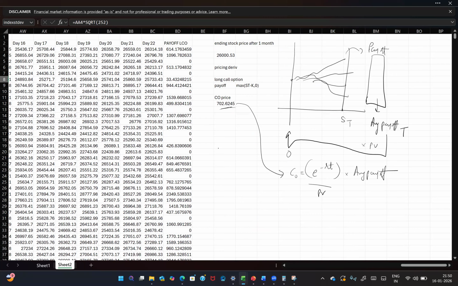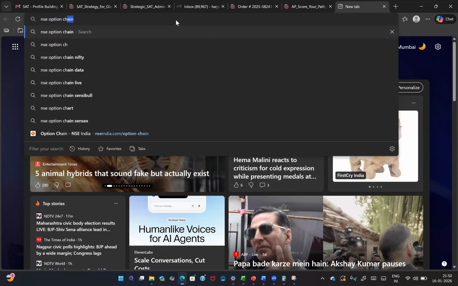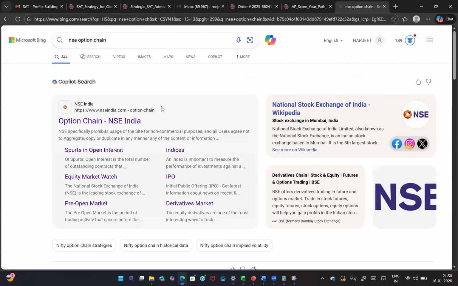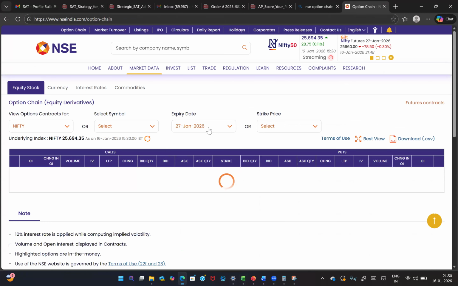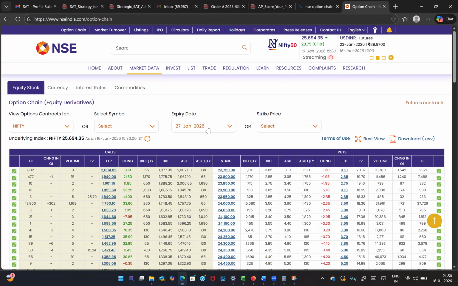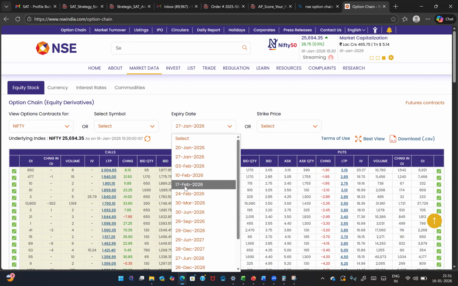Now you should see whether this matches with your actual data, right? So we can look at actual data, NSE option chain, and look at monthly. The issue here will be that the number of days left to the month are not going to be 22, right? Because 27 Jan is close by. So we can probably select something which is closer to 1 month from here, 17th Feb.